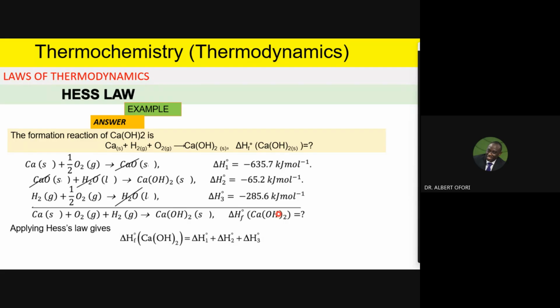So the enthalpy of formation for calcium hydroxide is just summing the individual enthalpies. Again, if the equations are not summing up, sometimes you have to reverse the equation. By reversing the equation, the enthalpy sign must be reversed. Some of them you need to multiply by a factor.